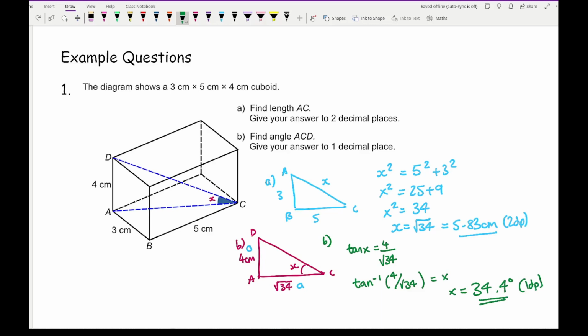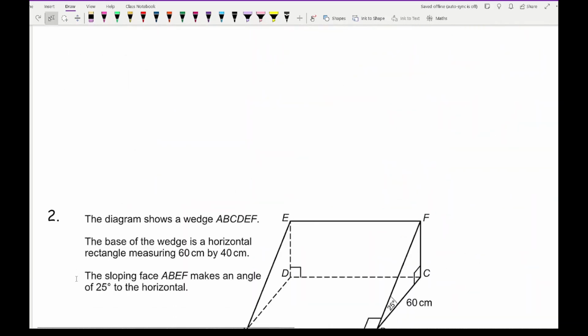Now if I used 5.8 or 5.83, I should still get an answer that's close to 34.4, but 34.4 is probably the most accurate answer you can get. As long as your answer is close to that number, you're going to be absolutely fine. And you can see that drawing separate triangles just makes your life so much easier and makes the question that little bit more understandable.